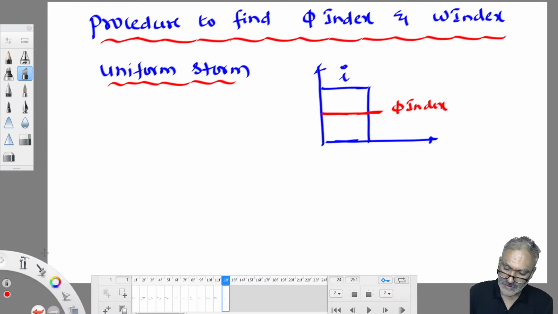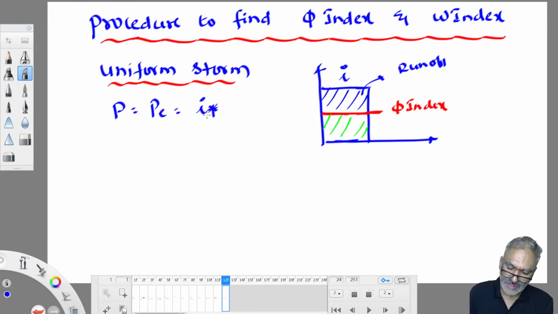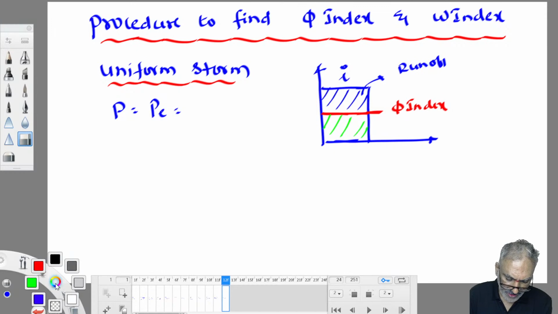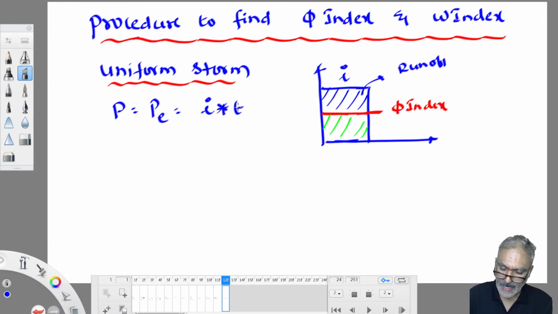Okay? So this portion is called the runoff component. This is runoff only. The bottommost portion is called infiltration. This is infiltration. So for uniform storms, P is equal to PE because it produces runoff right from the beginning of the storm to the end of the storm. Right from the first drop of rain to the last drop of rain, you can notice a runoff component in a catchment. Therefore, for uniform storms, P and PE, both of them are the same. P is equal to PE, which is equal to I into T. This is T. Duration of storm is T, 0 to T hours it rains. Okay? And T is equal to TE.